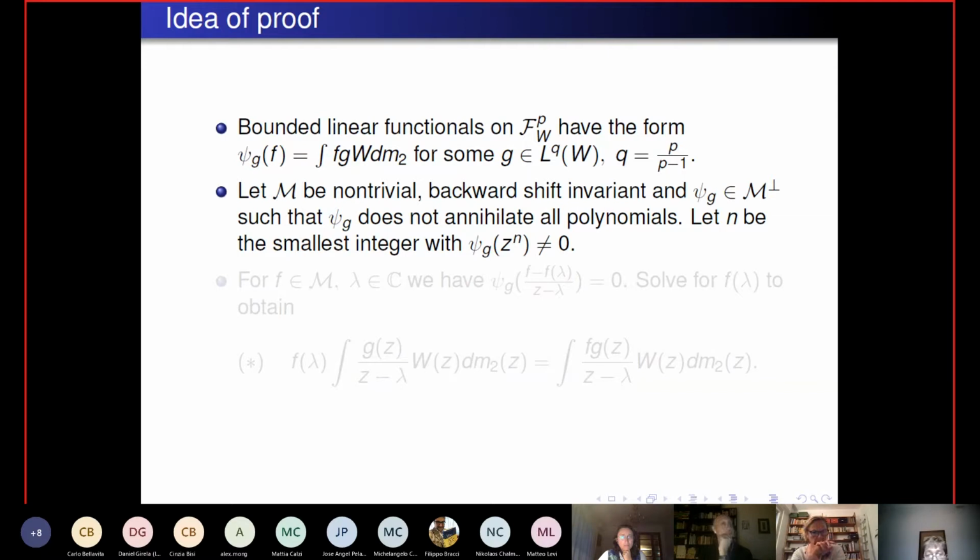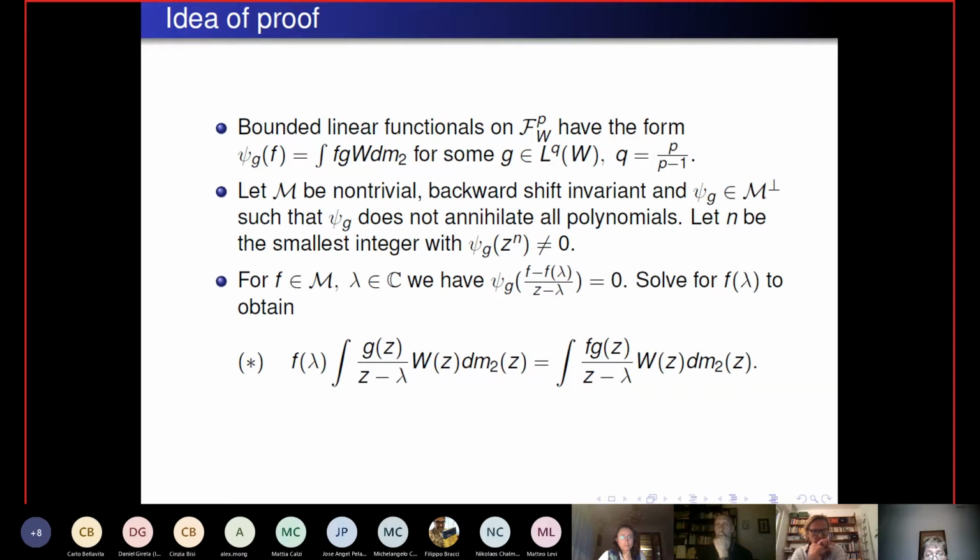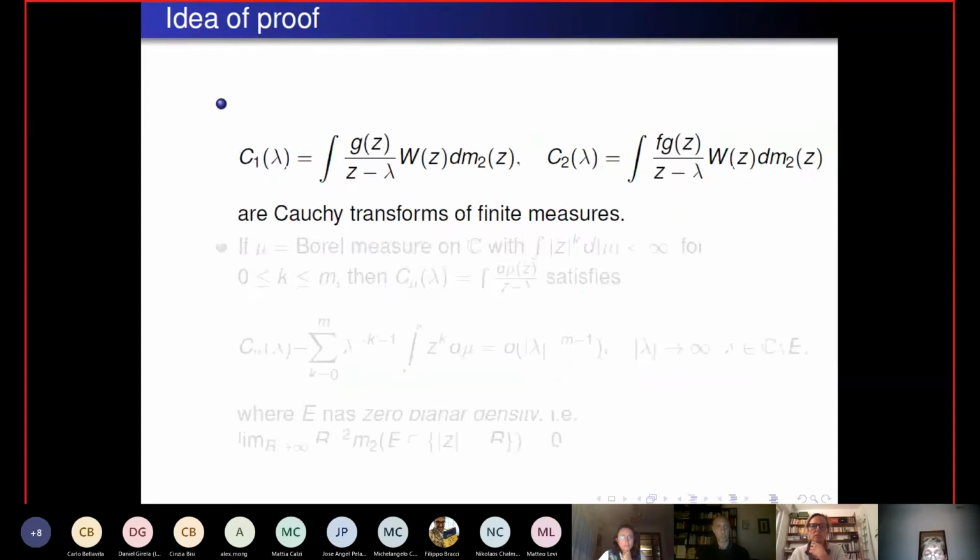Okay, and then we write that the functional annihilates the divided difference of functions. Then we can solve for f of lambda here, right? Since g is in L^p, we can take things apart, and we get that f of lambda times this integral equals the other integral with fg. Now, the functions involved here are Cauchy transforms, of finite measures in this case.